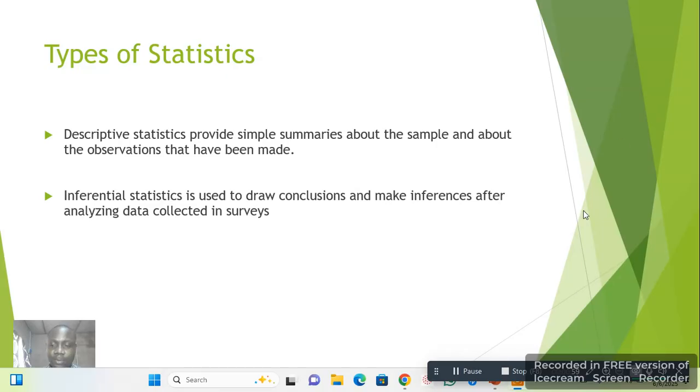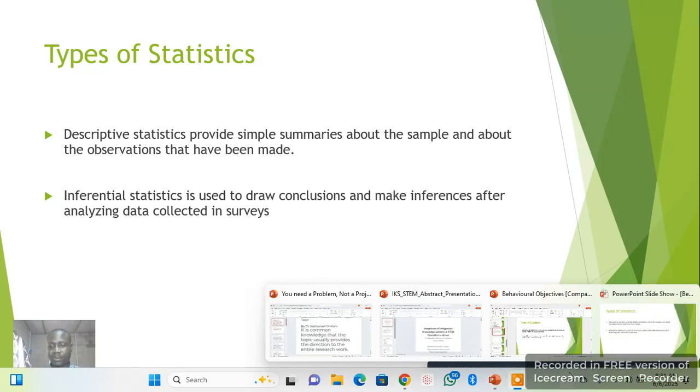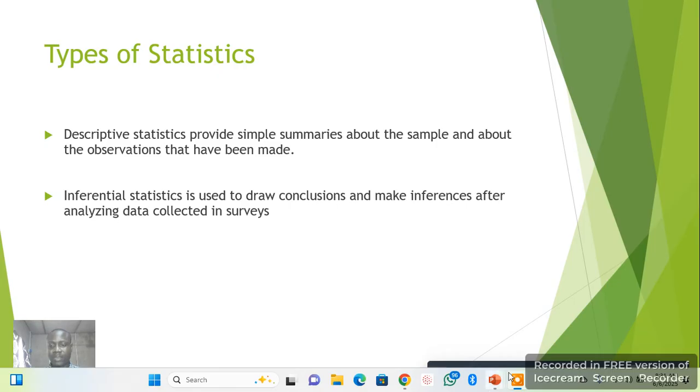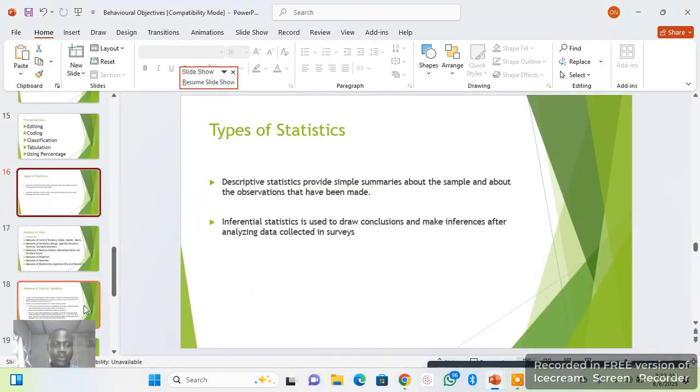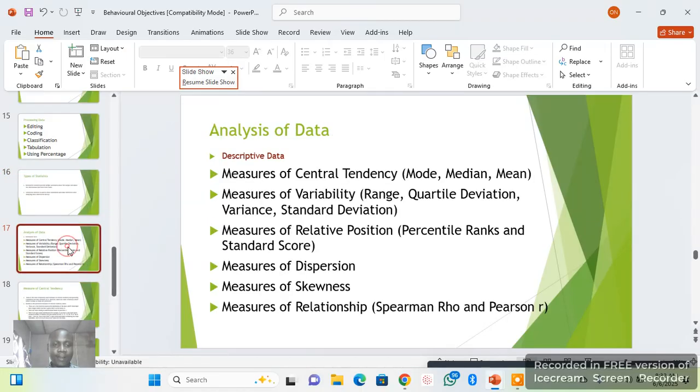Now, I would love to go further by explaining the type of inferential statistics that we have.